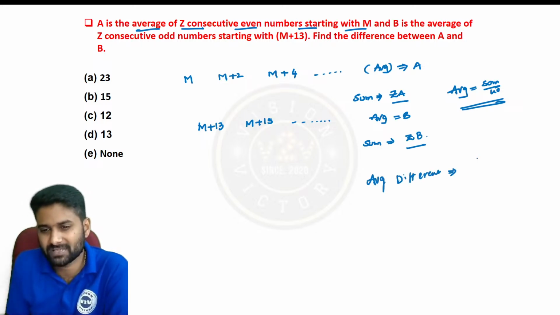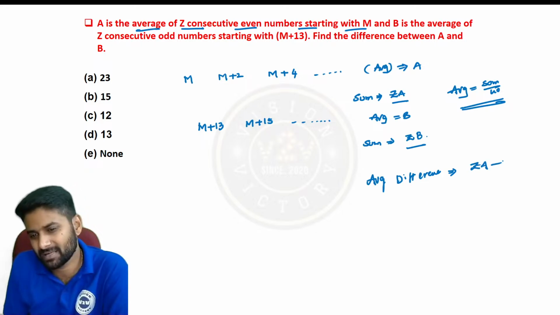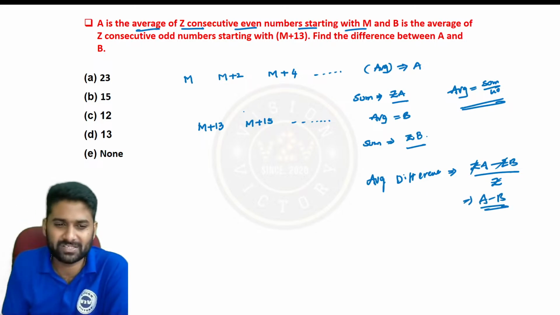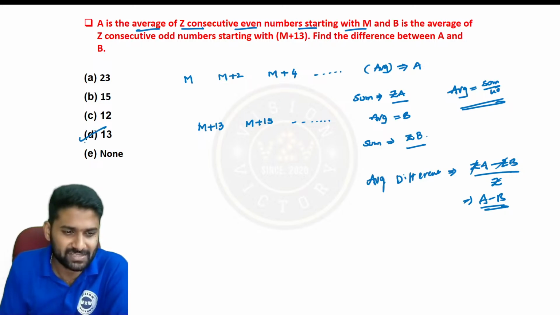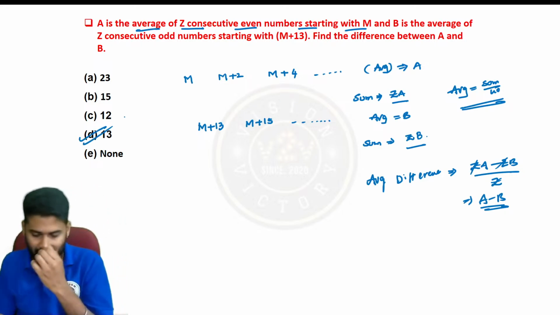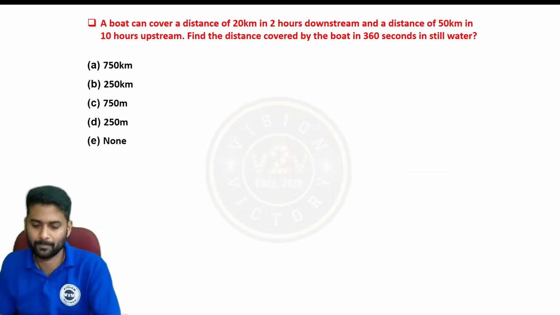So, the average difference is how much? Definitely ZA minus ZB, and the total numbers we have are Z. So if you cancel it, you will get A minus B. Now, how much is A minus B? If you take each and every number, how much difference can you see every time? Now, check it out. It's B, starting from M plus 13. How much difference can you see here? 13 units, guys. So the answer is 13. On to the next question.